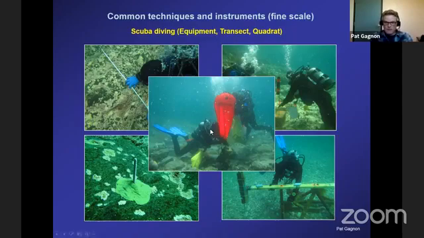We often carry pretty heavy objects. What you see here is a couple of divers using a lift bag. It's currently attached to a cinder block. And so again, just to show you the variety of things we do underwater, it's pretty dynamic.